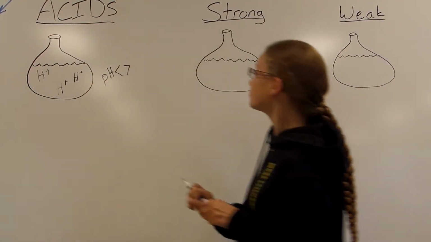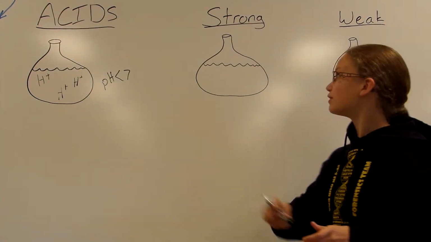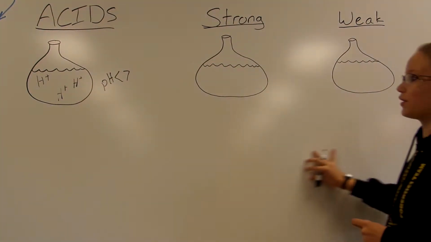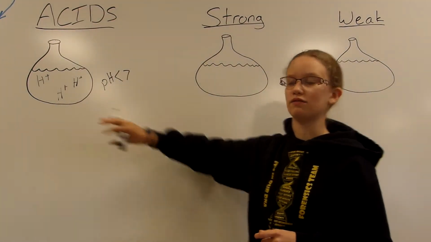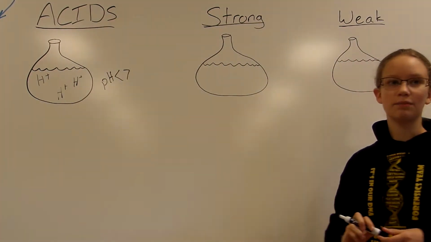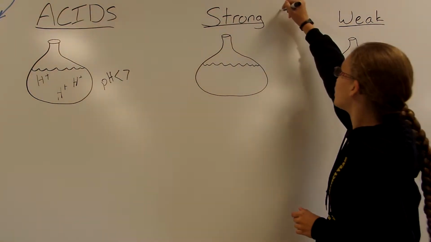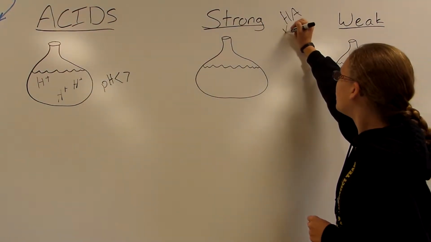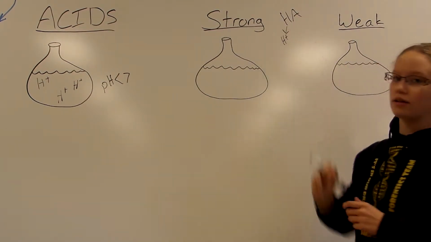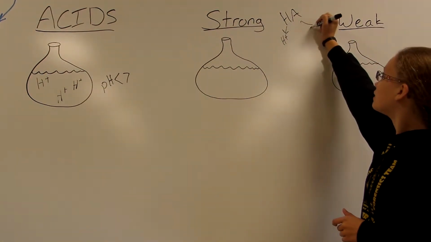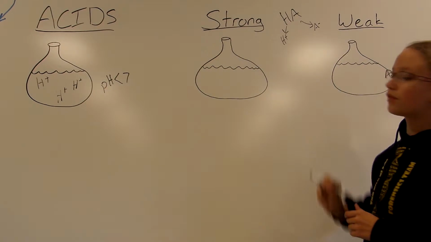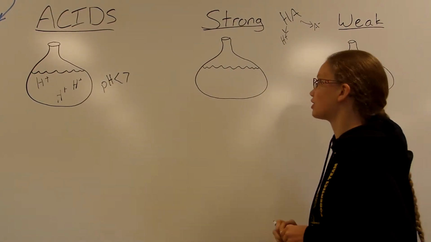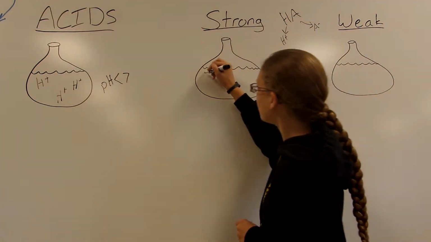However, acids break up into two categories, strong acids and weak acids. Both of these follow the rules for general acids, but there's a few more. For this example, let's use the general acid HA. HA will break up into H plus and A minus. For the strong acid, all of our HAs will be broken up, so we will just have H plus and A minus.